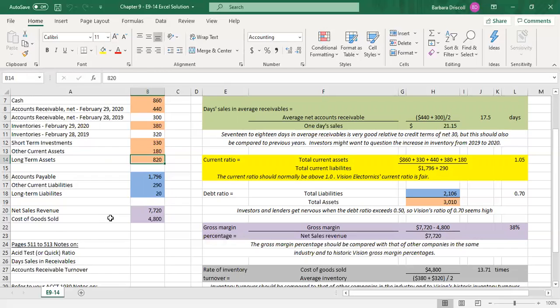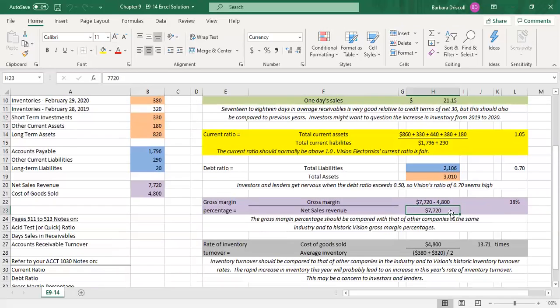In order to calculate our gross margin, we need to take our net sales less our cost of goods sold. So the 7720 minus the 4800 divided by the net sales revenue. We would compare this to our prior year percentages or to that of the industry standards to draw a true comparison. So in this example, we get 38%. So what this tells us is that for every dollar of net sales, we have 38 cents to contribute towards covering all of the other expenses for the business for that year.